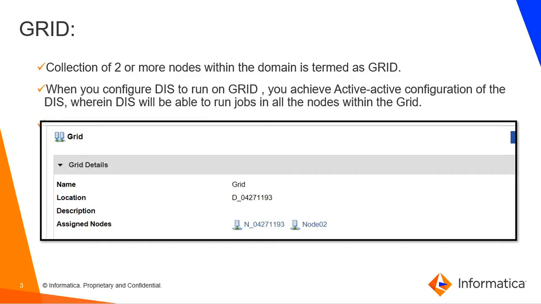Grid is nothing but the collection of two or more nodes within the domain. So the moment you have more than two nodes in the domain, which is nothing but a multi-node setup, you can create a grid of your own. When you configure a DIS to run on grid, you achieve an active configuration, which is nothing but you configure data integration service to be actively available on all the nodes present in the grid.